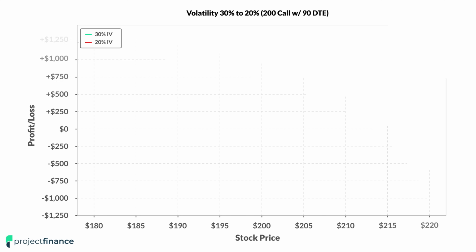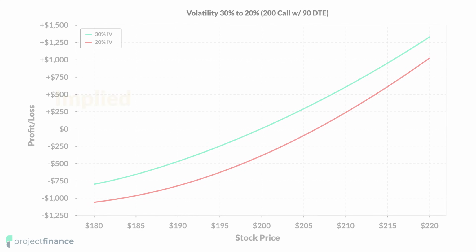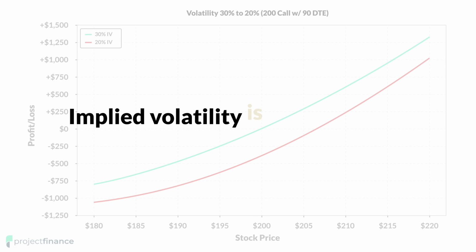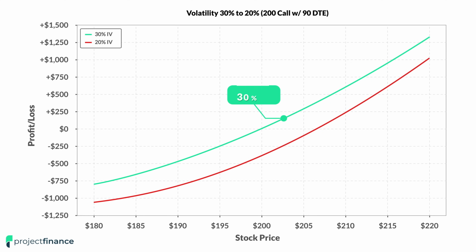In this graph, I used an options pricing calculator for a 200 strike call with 90 days to expiration. The higher curve is a starting implied volatility of 30%, and the lower curve is an implied volatility of 20%. Implied volatility is a measurement of a stock's expected price volatility as expressed through option prices, and implied volatility is largely driven by a stock's volatility. Basically, what this graphic is showing is that if I bought this call option and implied volatility fell from 30% to 20%, I would lose about $375 from this particular trade.